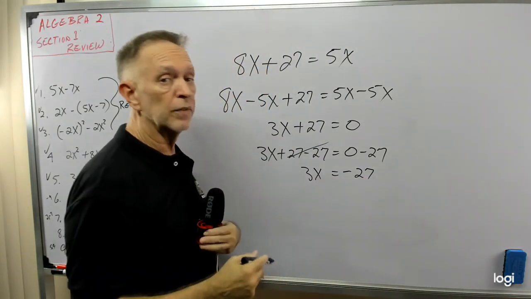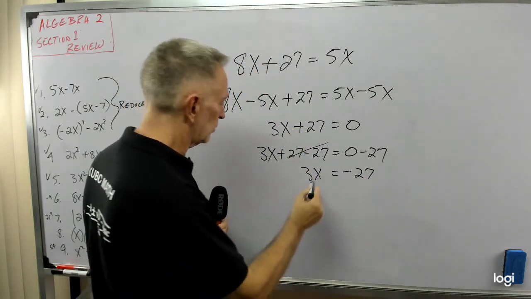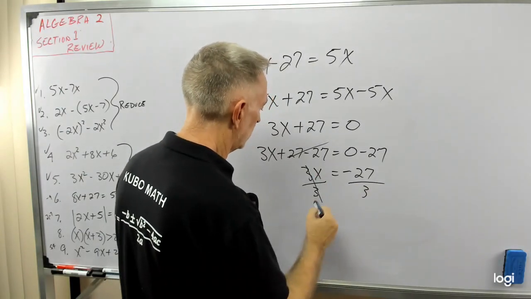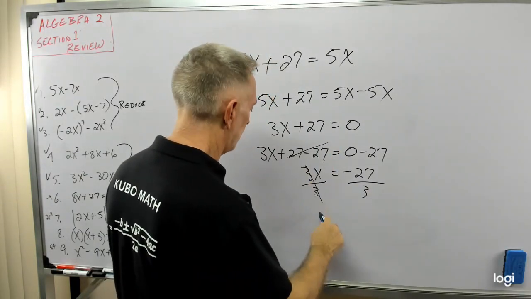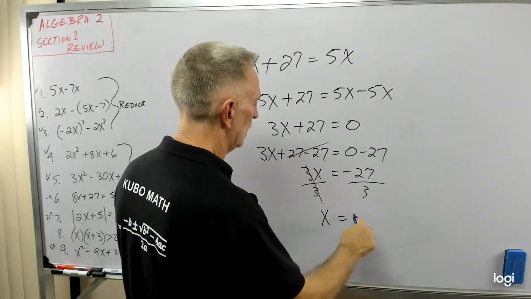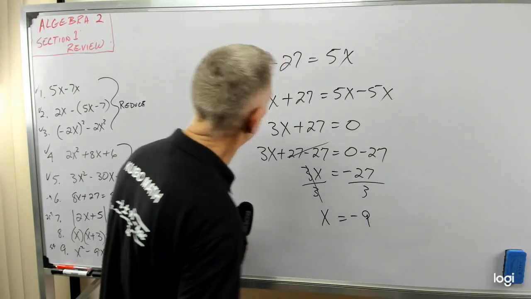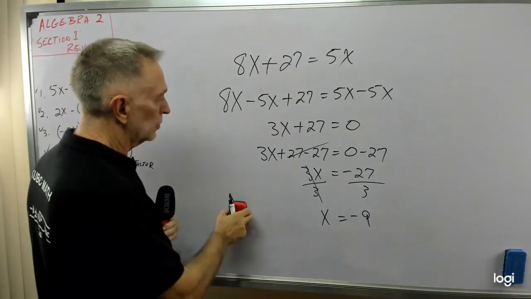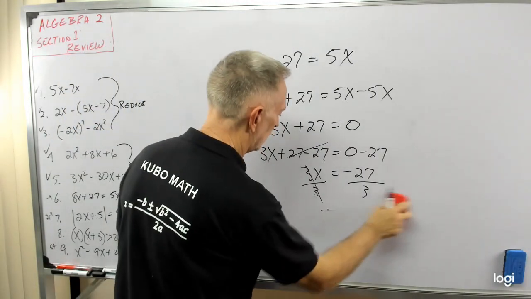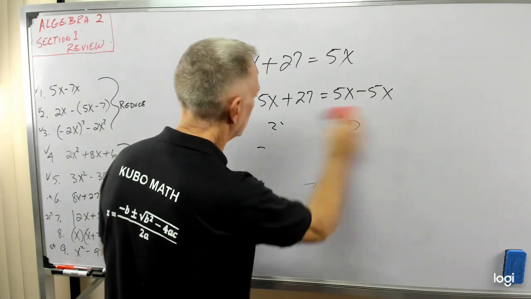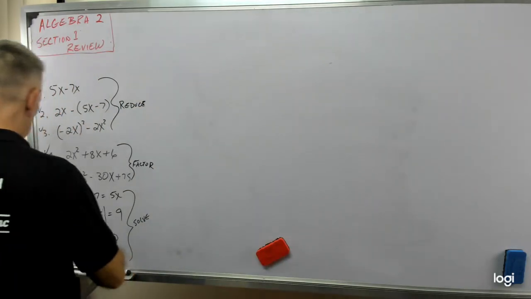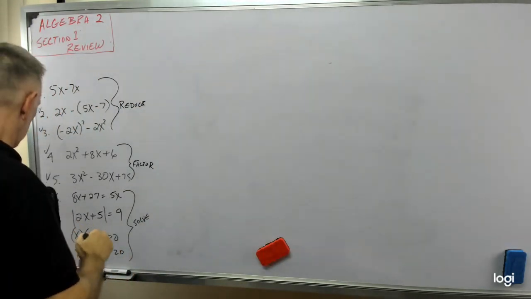I don't want 3x's, I want 1x, so let me divide both sides by 3. 3 divided by 3 is 1. 1 times x is x equals negative 9. So that's not so bad. Okay. And let me check them off as I go.